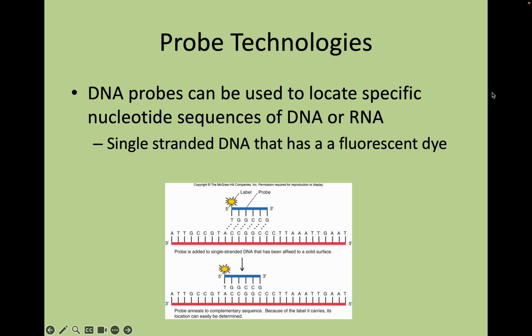All right, probe technology. DNA probes can be used to locate specific nucleotide sequences of DNA or RNA. They're single-stranded DNA that has a fluorescent dye. A probe is added to single-stranded DNA that's been affixed to a solid surface, and the probe anneals to the complementary sequence. Because of the label it carries, its location can easily be determined. So this is how we can locate where genes are located on a chromosome.